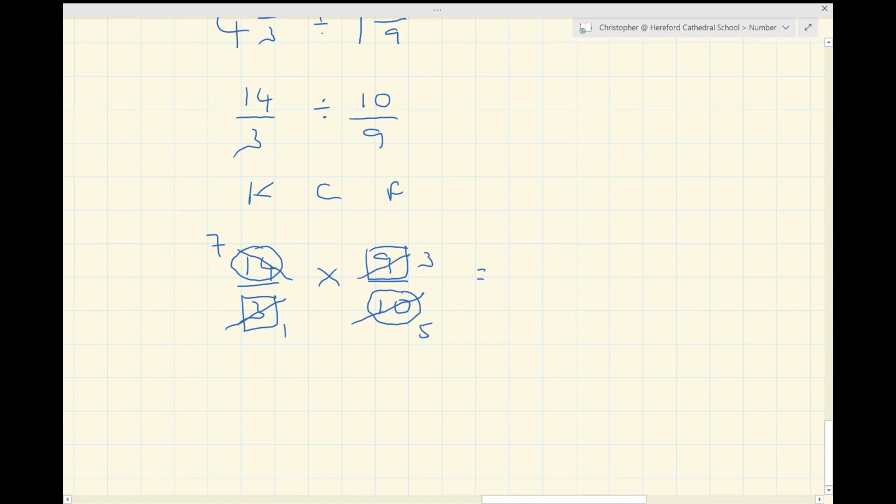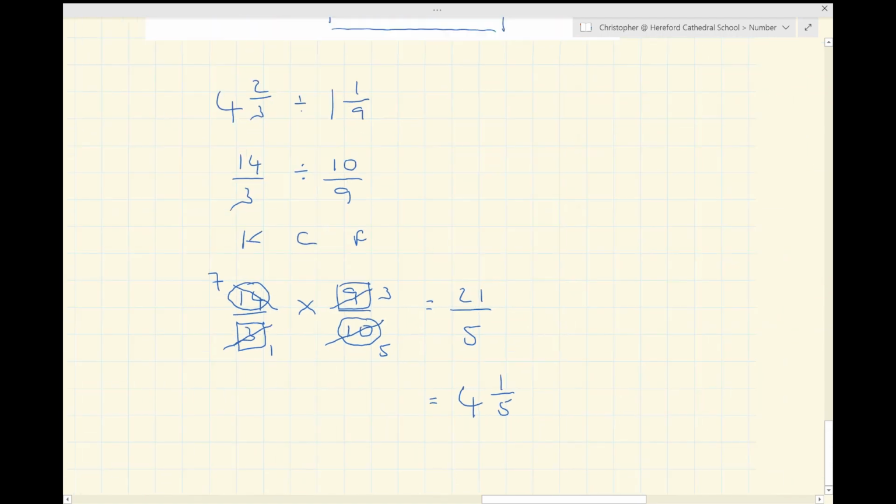Right, top times top. 7 times 3 is 21. Bottom times bottom. 1 times 5 is 5. 21 over 5. How many wholes and what left over? Well, 21 divided by 5 is 4 remainder 1. So 21/5 is 4 and 1/5.